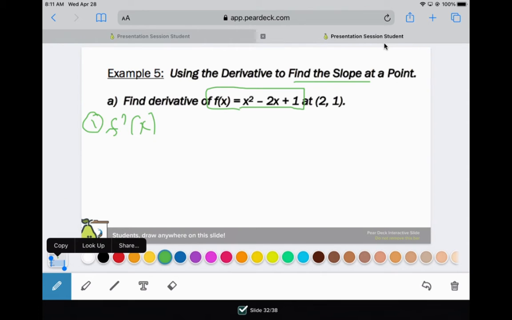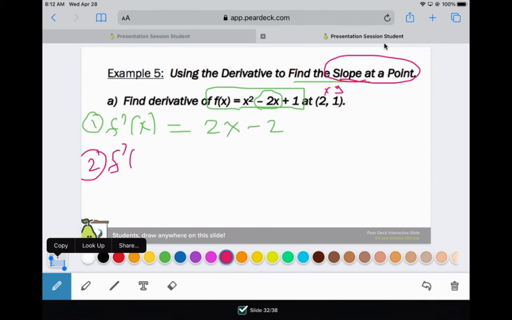If you need help with taking the derivative of a polynomial, come to office hours, let me know, okay? So this is going to be 2x. And then the second one, this is a linear function, so the derivative is going to be negative 2. So that is the first step, I'm taking the derivative. Then step 2, they want you to find the slope at a point. In here, they gave you x and y, that ordered pair. So here's the new part.